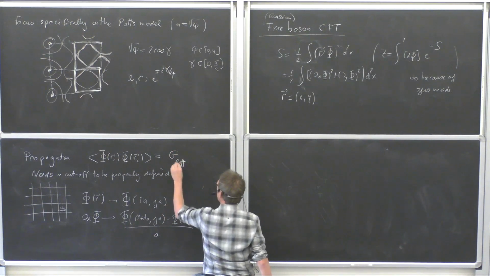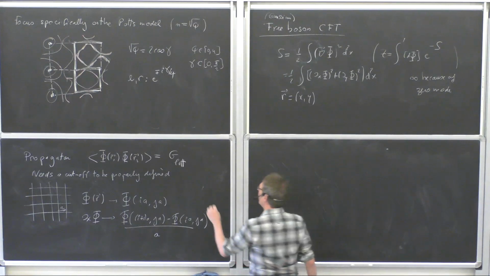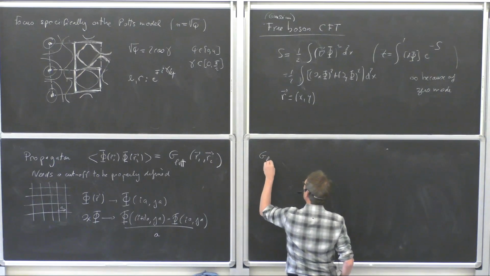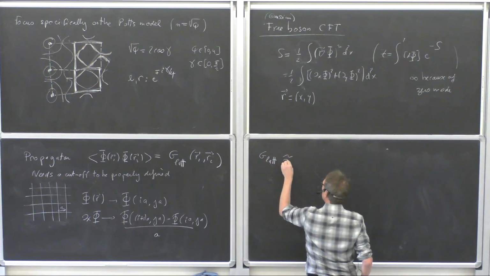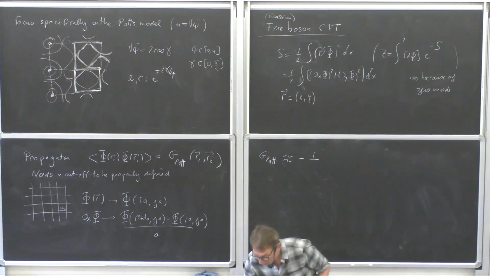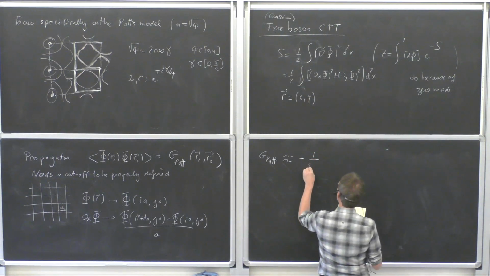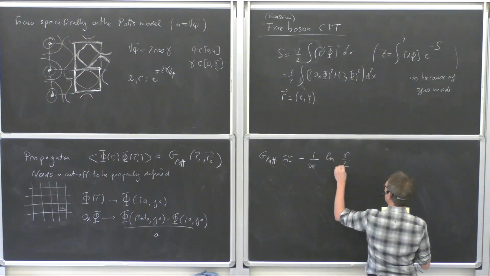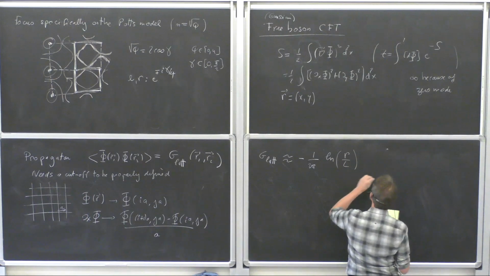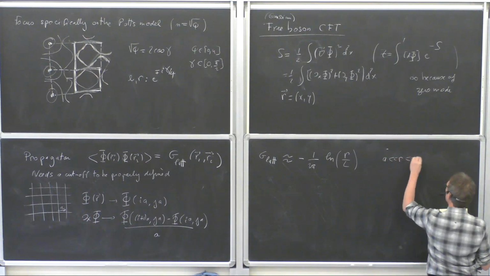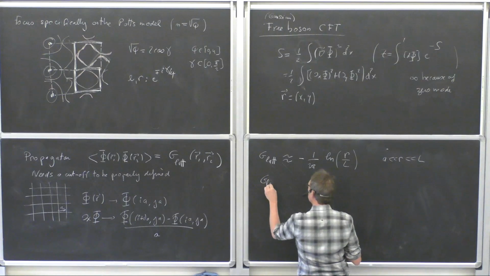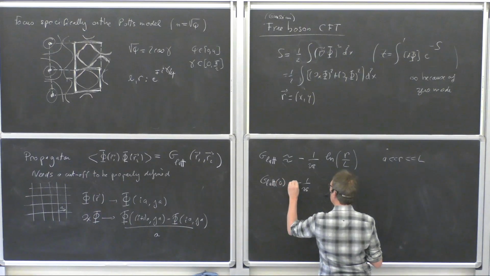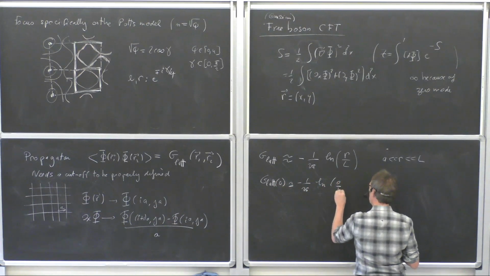I'm going to call it G lattice because I imply that I'm having an underlying lattice. It depends on the 2 points. And what's really important is that G lattice goes like minus 1 over 2 pi log of, and now this is where the devil comes in, R over L, when a is much smaller than R, much smaller than L, and G lattice of 0 goes like minus 1 over 2 pi log of a over L.